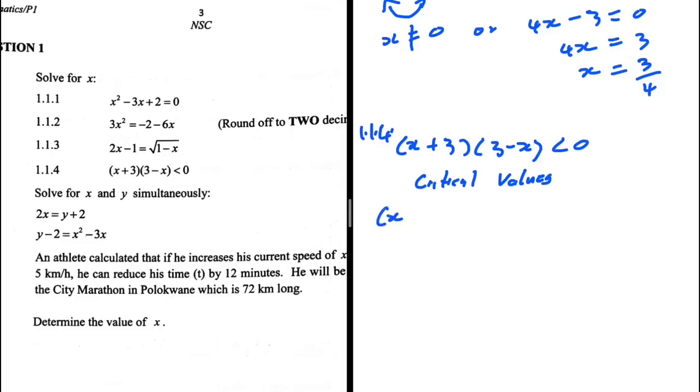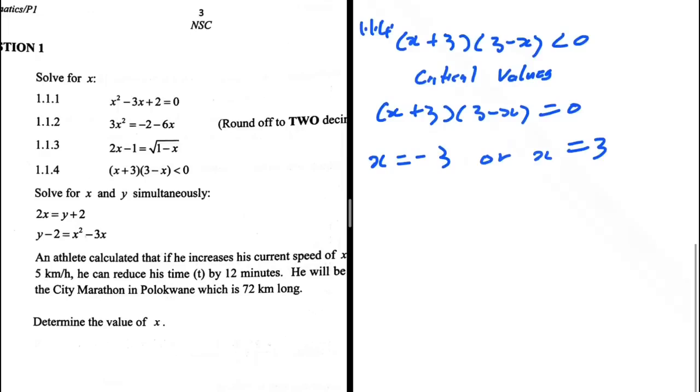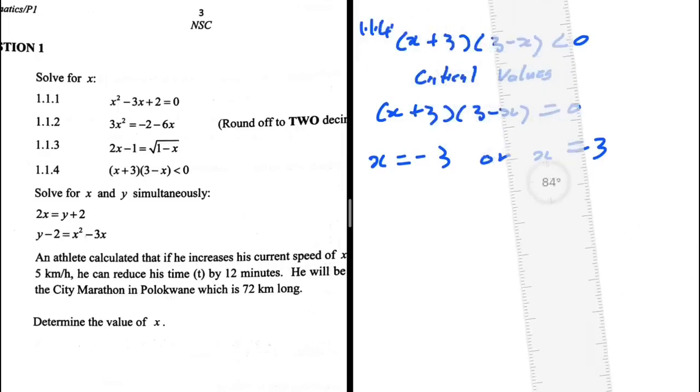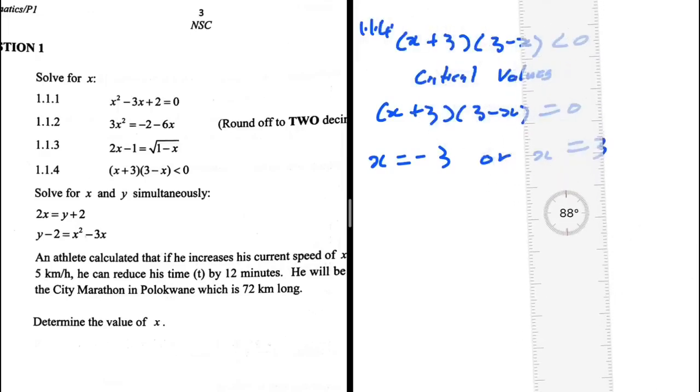So x plus 3 multiplied by 3 minus x is equals to 0. So x is equals to minus 3 or x is equals to 3. So these are our critical values. We need to then write our final answer in terms of an inequality.